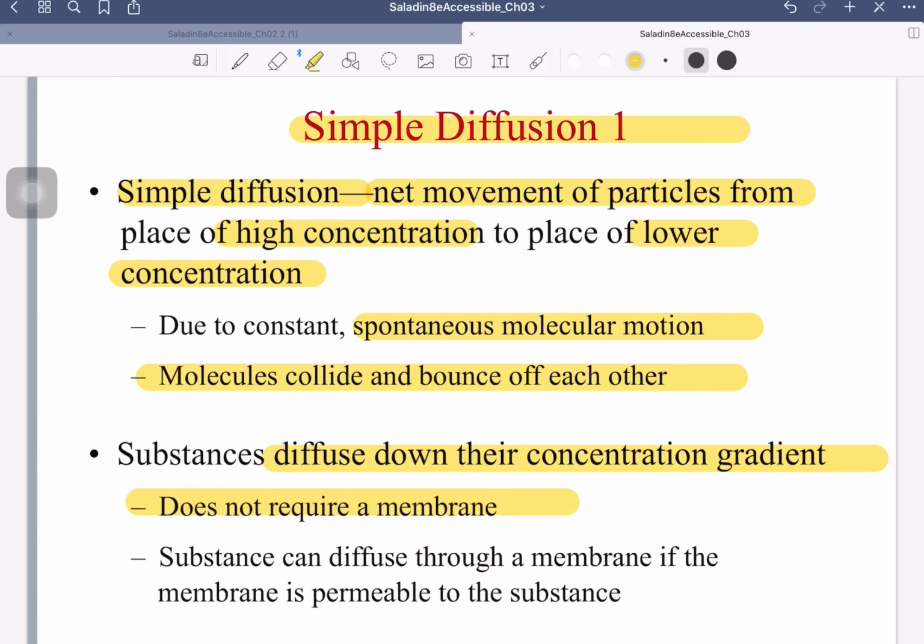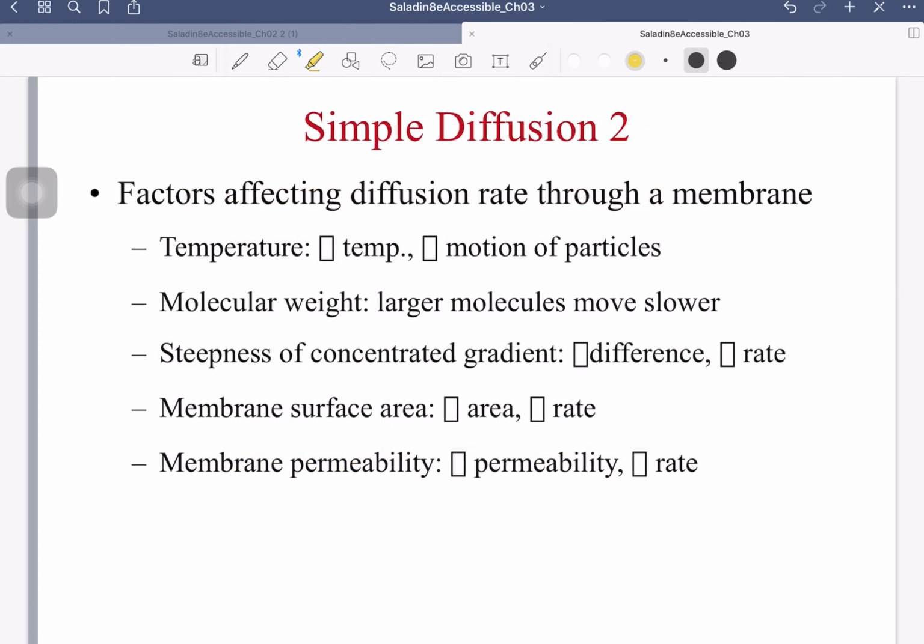We don't need a membrane to get across. This is just a simple type of diffusion. And we're not talking necessarily across membranes. But if there is a membrane and it has the right chemistry, it could diffuse through a membrane if it's permeable to it. Now, there's a whole number of things that affect whether you're going to undergo diffusion and how effective your diffusion is going to be.